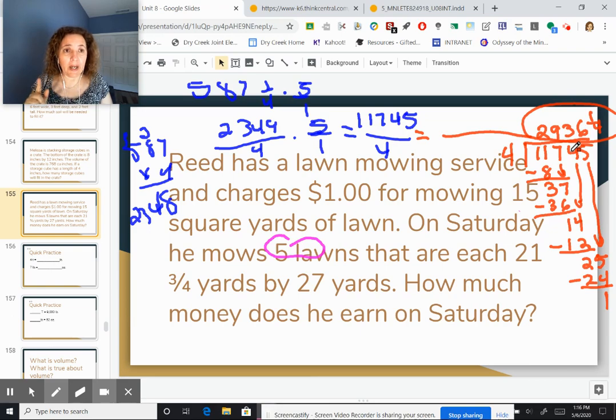Okay. But am I done? No, I'm not done. This is a long problem, boys and girls. So now I just have how much he has to mow. But now I need to know, how much money does he earn? So he earns $1 for every 15 square yards. For every 15 square yards, he earns $1. So for every 15, he earns 1.